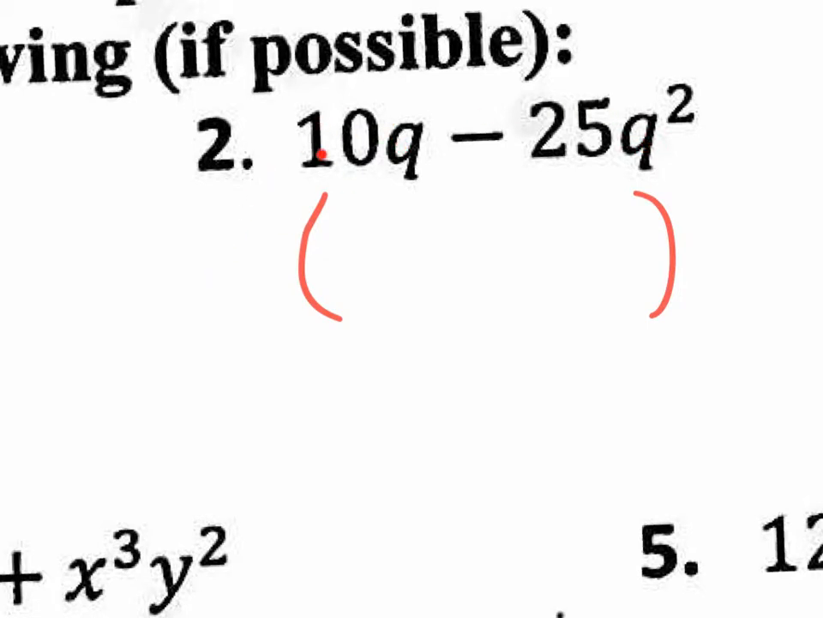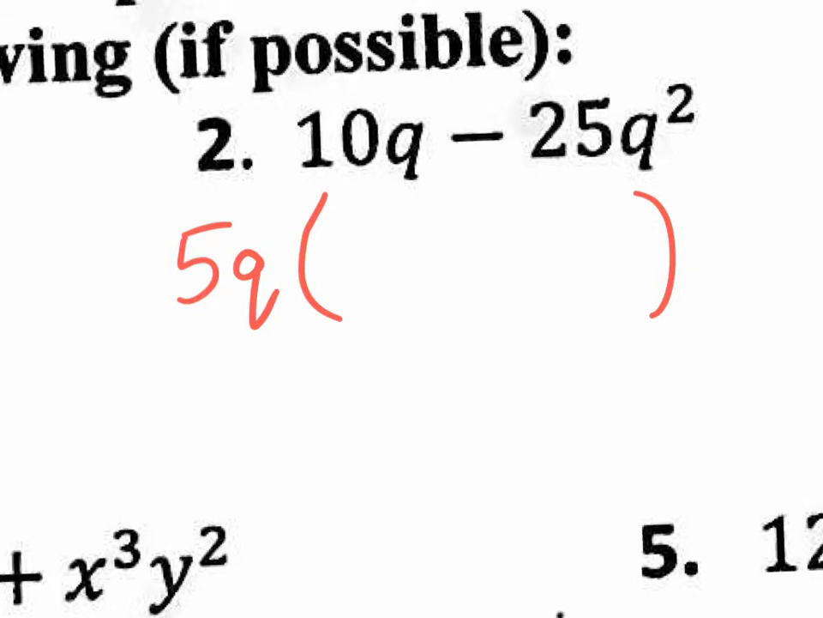So what's in common with the 10 and the 25? Definitely a 5. Okay, so let's put a 5. But there's more than just a 5. There's q's, right? What's the maximum amount of q's? Right here I have 1, right here I have 2. What's the maximum amount I can pull out at the same time from both? Only 1. So you're going to put 5q out there.